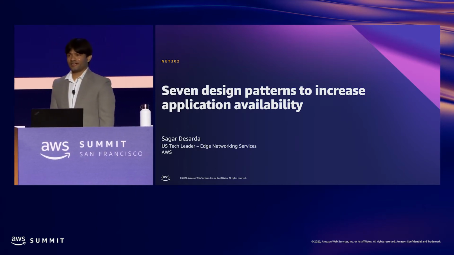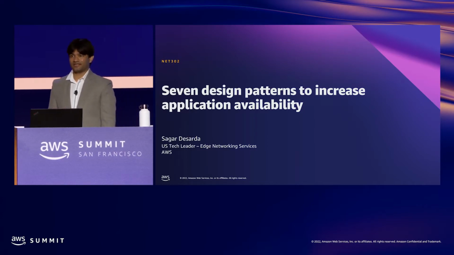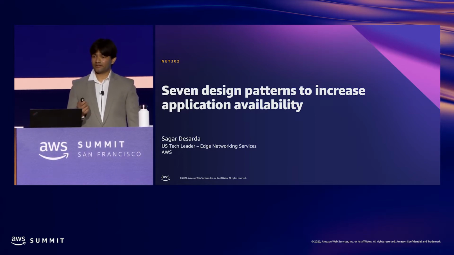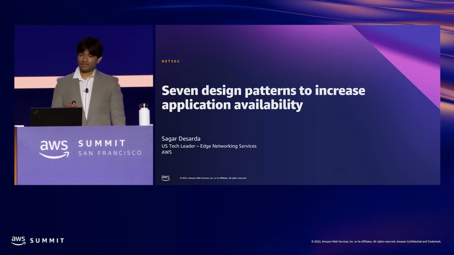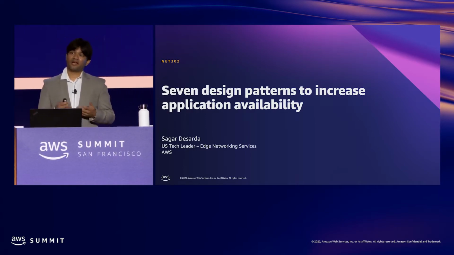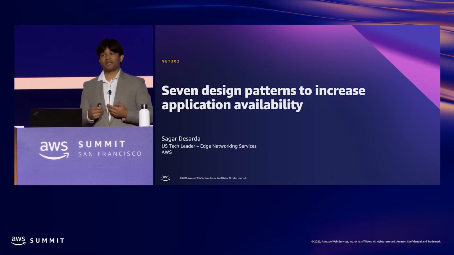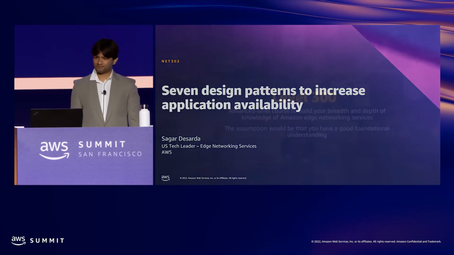Today I'm going to share 7 design patterns that'll help you increase the availability of your online applications using AWS Edge services. As you would agree, it is impossible to completely rule out the possibility of downtime. However, you can greatly reduce the probability of service disruption by building highly available applications. And I plan to share some of the design principles on which we've built our services.